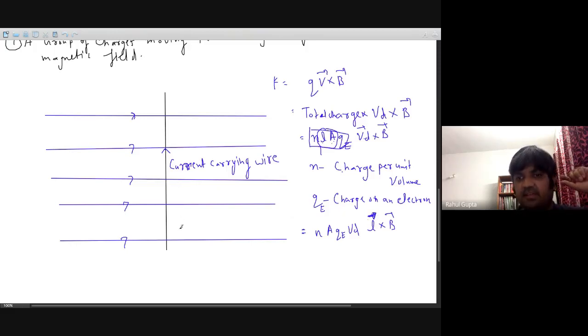But in this case, the length of the wire and the velocity of electrons, if it's a straight current carrying wire, are exactly in the same direction. So that's why I call it LVD cross B or VD into L cross B. It does not make a difference.